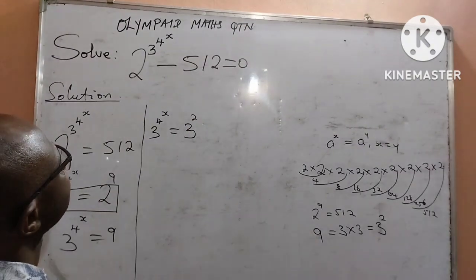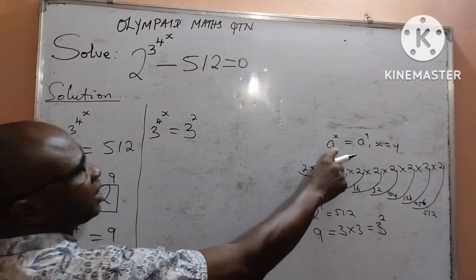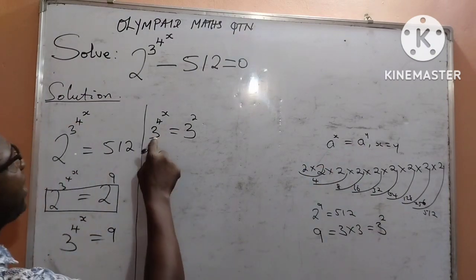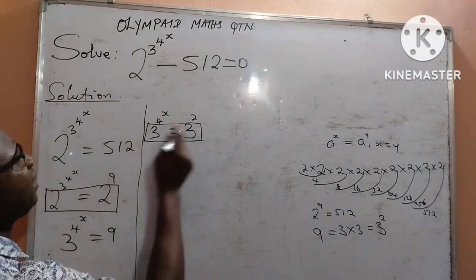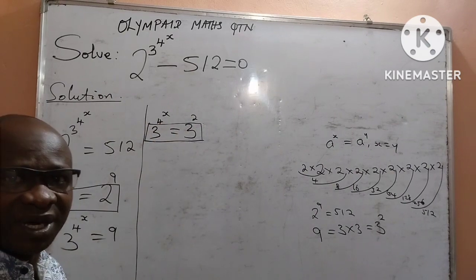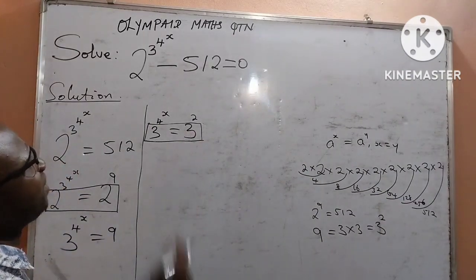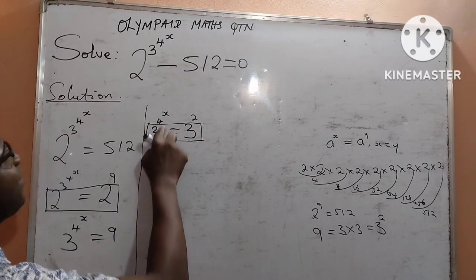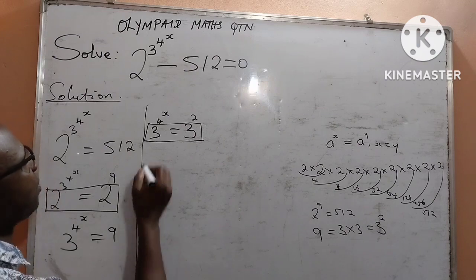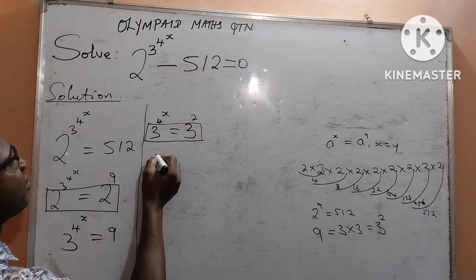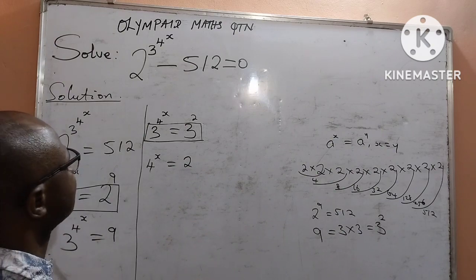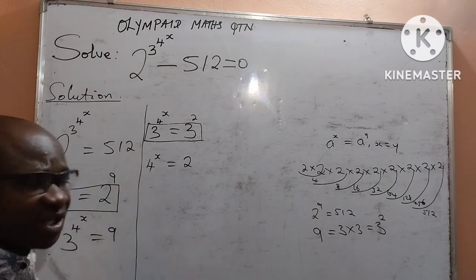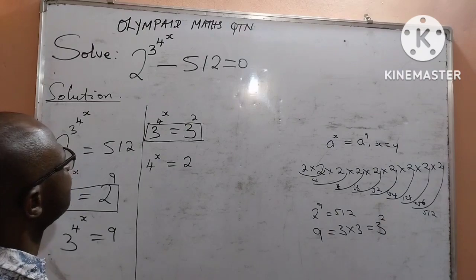Very correct. So we do the same thing we did by this law, that when the bases are equal, you can see now that the bases here are equal, 3 as the base by the left hand side and 3 as the base by the right hand side. So automatically the powers now become equal, which is 4 raised to power x equal to 2.